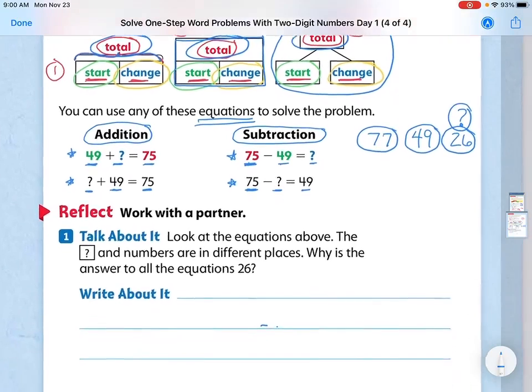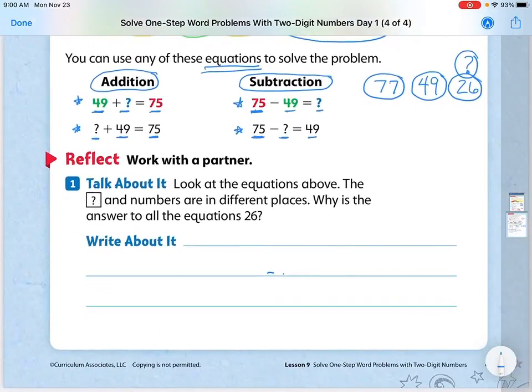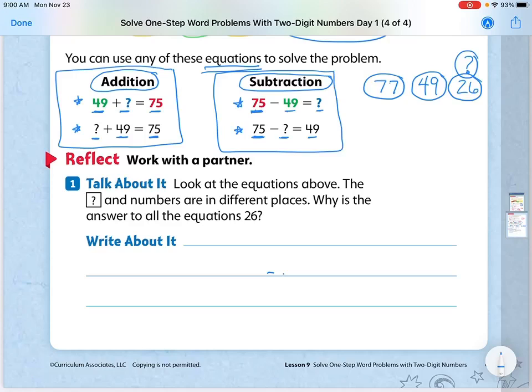Down here, the very last part, it asks us to look at the equations above. So they're talking about the addition equations and the subtraction equations. So we're going to look at those. It says the question mark and numbers are in different places. Why is the answer to all of the equations 26? In other words, why is that question mark always 26? So I want you to think about that.